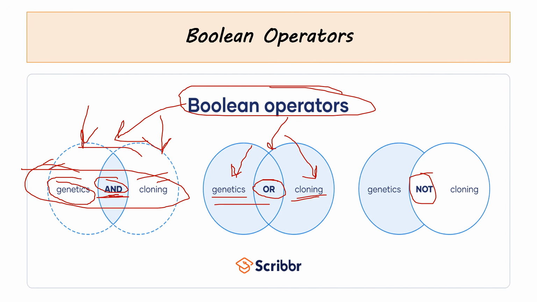NOT is the least commonly used Boolean operator. If you want to exclude studies talking about cloning, you will use genetics NOT cloning. So the database will show you only studies talking about genetics, and it will directly exclude the studies talking about cloning. For example, you want to search about diabetic retinopathy, but you want to exclude diabetic macular edema. You will use diabetic retinopathy NOT diabetic macular edema, like that. It will show you only studies talking about diabetic retinopathy, and it will exclude diabetic macular edema studies.